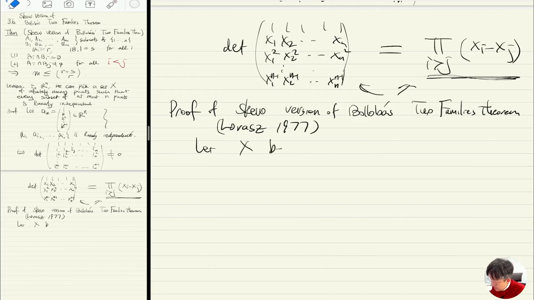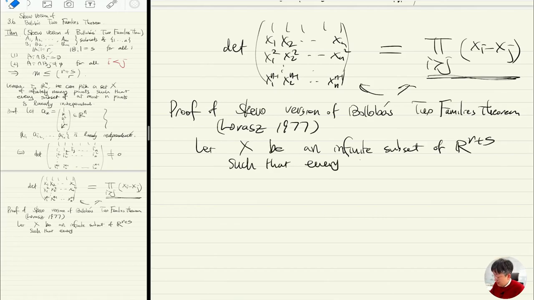So let X be an infinite subset of R^(r+s). I'm going to choose an infinite subset of vectors in the (r+s)-dimensional vector space such that every subset of size at most r plus s is linearly independent.